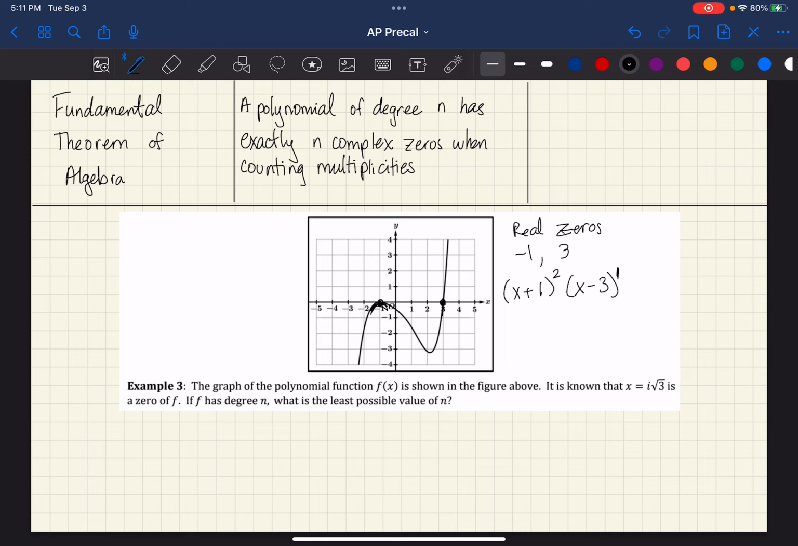And now, I'm looking at this i square root of 3. Well, so let's say imaginary zeros. I have i square root of 3. But remember, I always have a conjugate. So I would have negative i square root of 3, meaning that I need to have at least, let's see, 1, 2, 3, 4, 5. So my function needs to be at least 5. So n needs to be greater than or equal to 5 so that I can have this many zeros, okay?